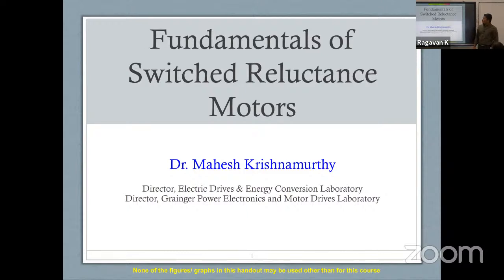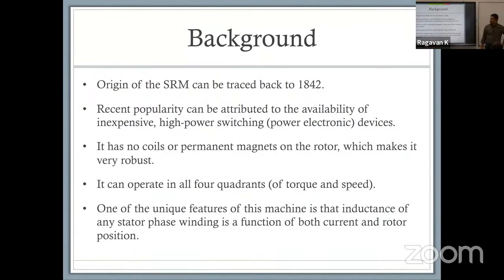So let's start with the basics of switch reluctance motors. When we talk about switch reluctance motors, people think of them as being relatively new, that permanent magnet has problems and then this came around as a motor that is accessible. Quite the opposite. It has been around since the mid-19th century. So it's been around for a very long time.